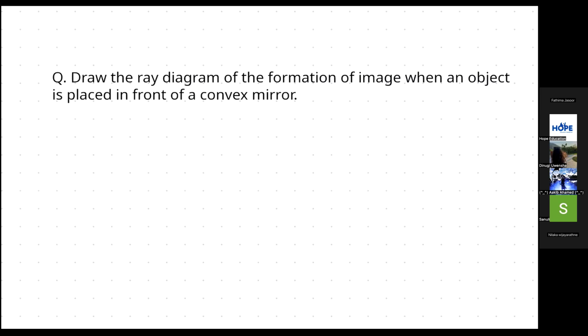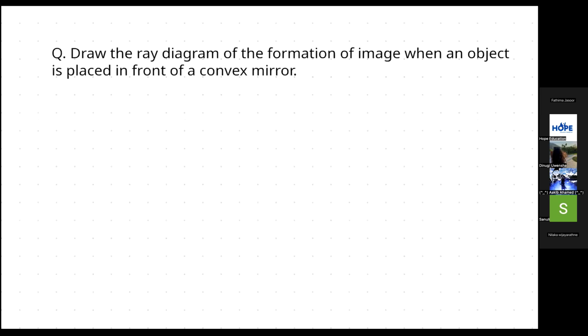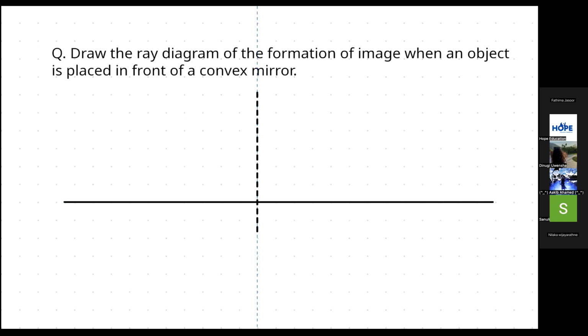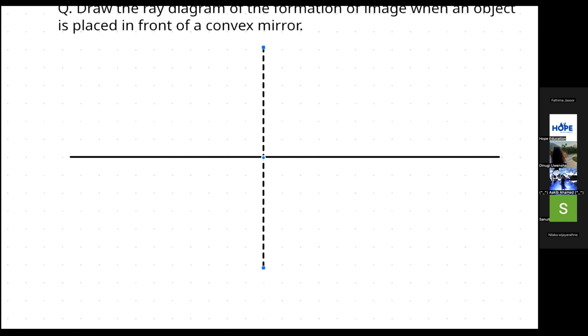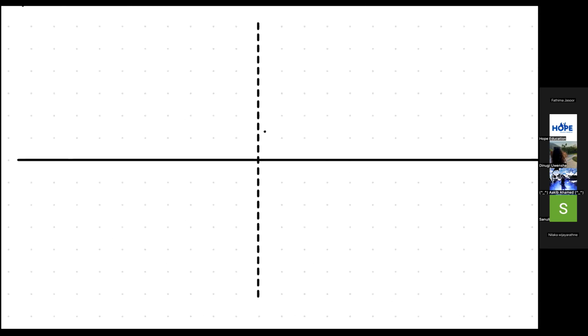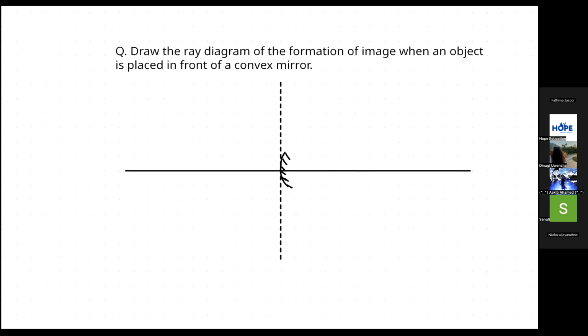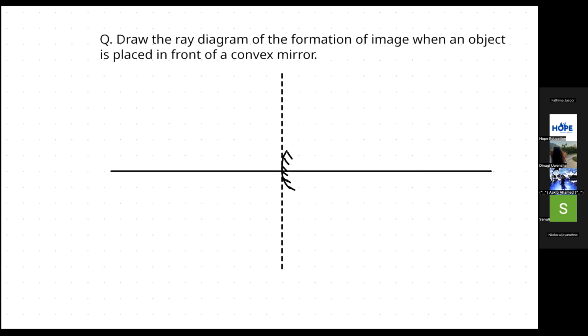Now, convex mirror. So I will first draw the principal axis. This is the principal axis, right? And then the mirror. Usually we draw the mirror as a dotted line or a dash line. Just to show that it's a convex mirror, I'm going to draw the shape here. In a convex mirror, is the focal point and the center of curvature found in front of the mirror or behind the mirror?